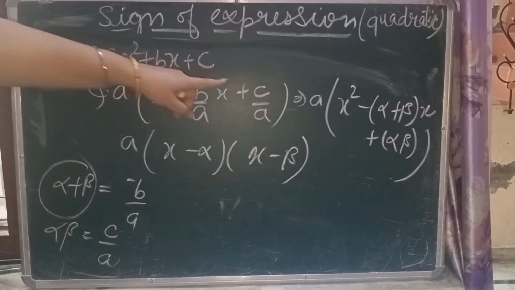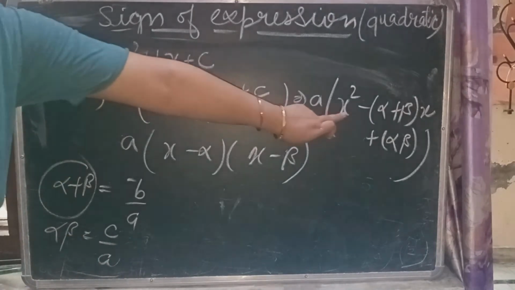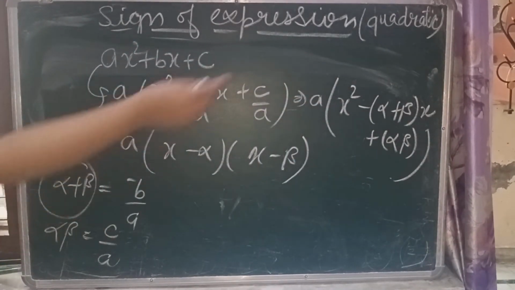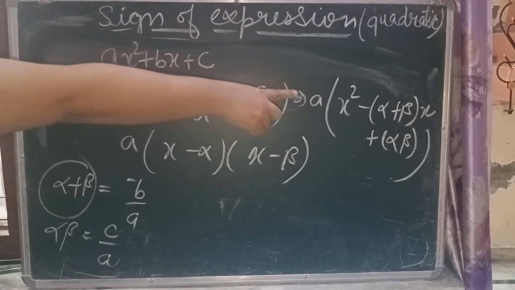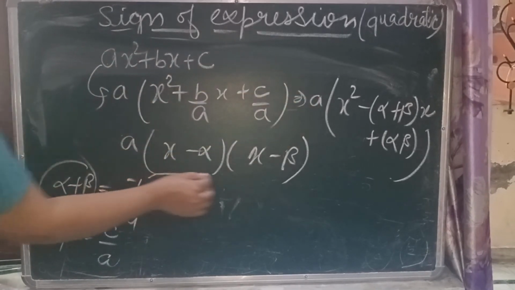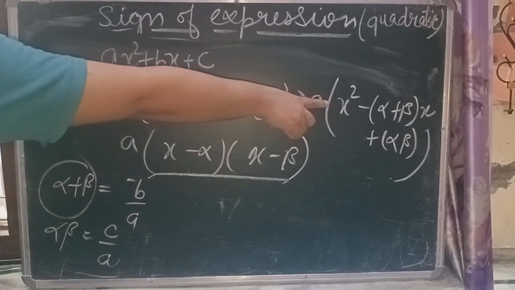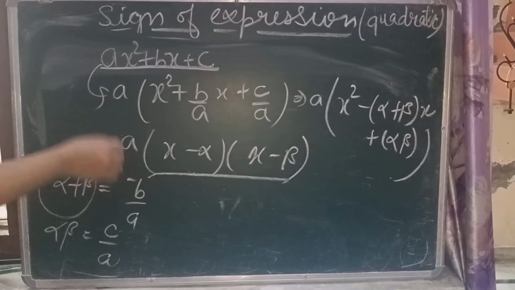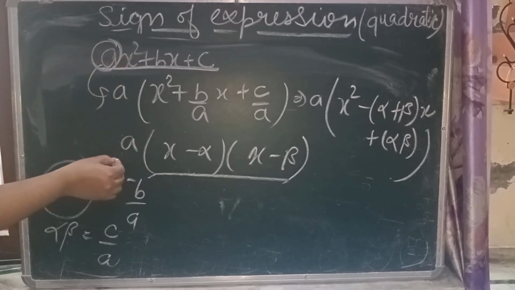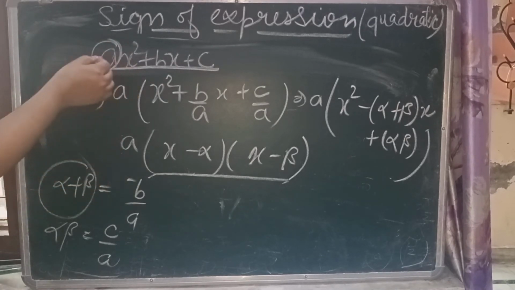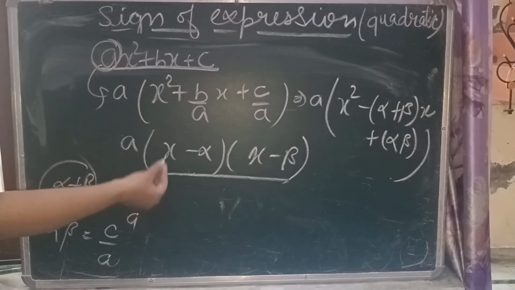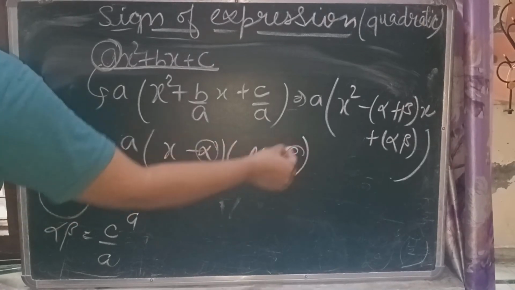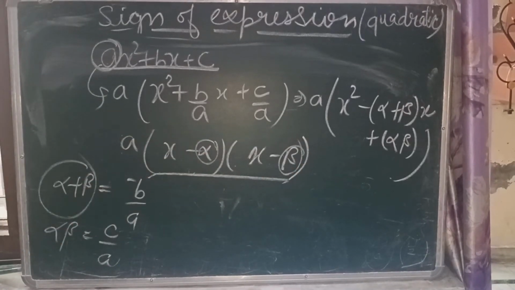So what I did, as you can look here, is a into x square minus alpha plus beta into x plus alpha into beta. If you expand this, you will get the same quadratic function. So any quadratic function you can write in a way where a, the coefficient of x square, is common outside, and then you can write it as x minus alpha, x minus beta, where alpha and beta are the solutions of the quadratic function.